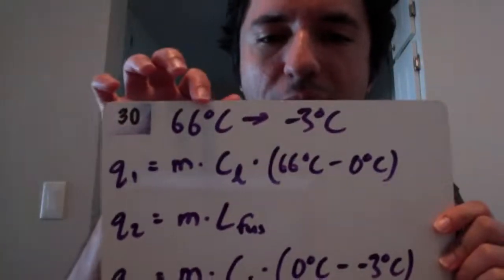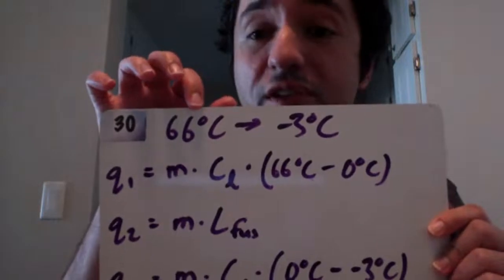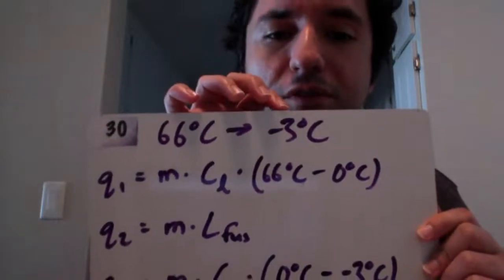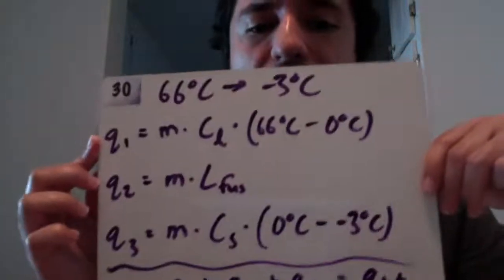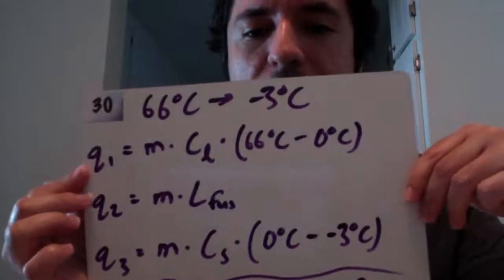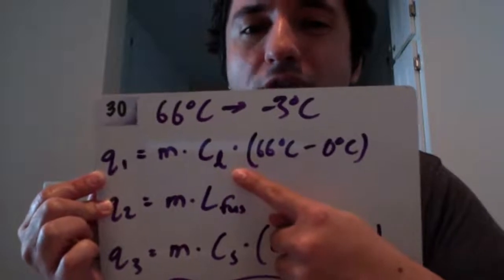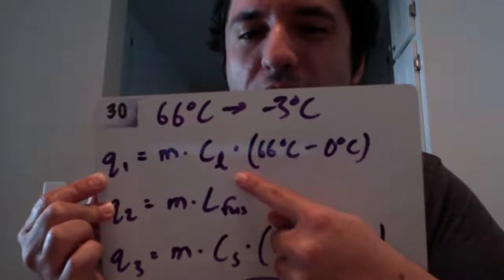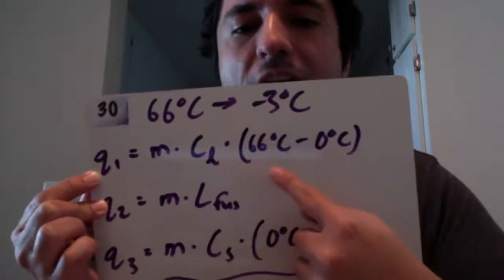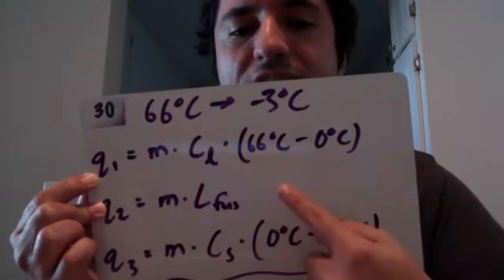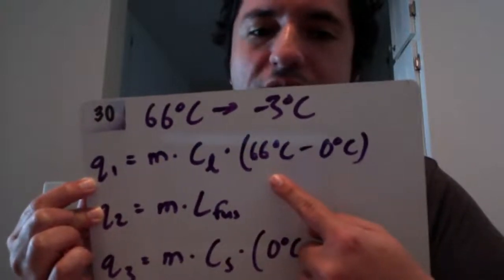So I think in the problem, it wanted to go from 66 degrees, which is a liquid, to -3 degrees, which is a solid. So you have 3 different equations you have to add up. The first one is the mass times the specific heat capacity of water as a liquid. This is the one that's 4.184. And you're starting with the highest temperature, so 66.